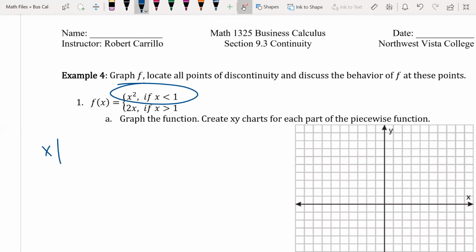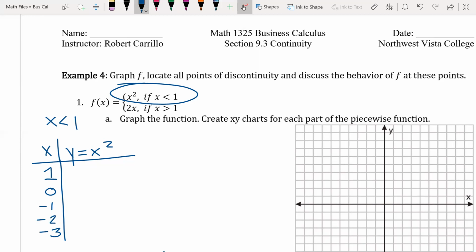So what we're going to do is first, I'll make an xy chart for x squared. And I'll just say x and y equals x squared. And right above it, I'm going to put the restriction. X has to be less than 1. I put the restriction up there because that's telling us what numbers we have to use. I'm going to start at 1, and I'm just going to go less than 1. So how about 0, -1, -2, -3? And take all these values and plug them into x squared. So basically you're squaring all of these. So you'll get 1, 0, 1, 4, 9. Okay. But I have to stop here for a second because can I actually use this point?